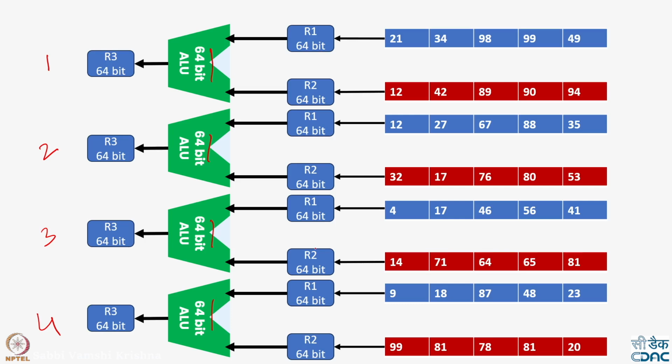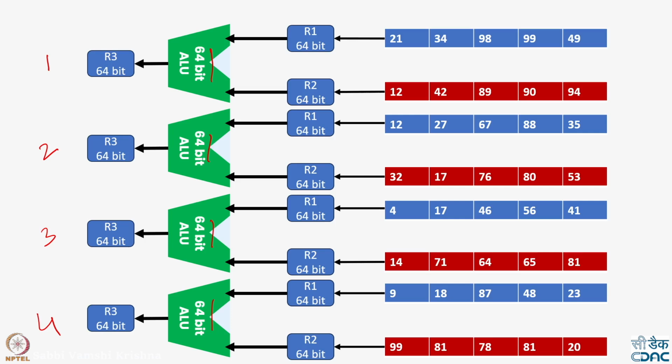And each has a 64 bit register. Each unit has the same set of registers R1 and R2. A vector unit, or you can say execution unit 2, also has R1 and R2. So the same set of registers is available with each execution unit, and each execution unit can process each element independently. So, you can say that the entire array has been divided among these 4 execution units and they are processing.